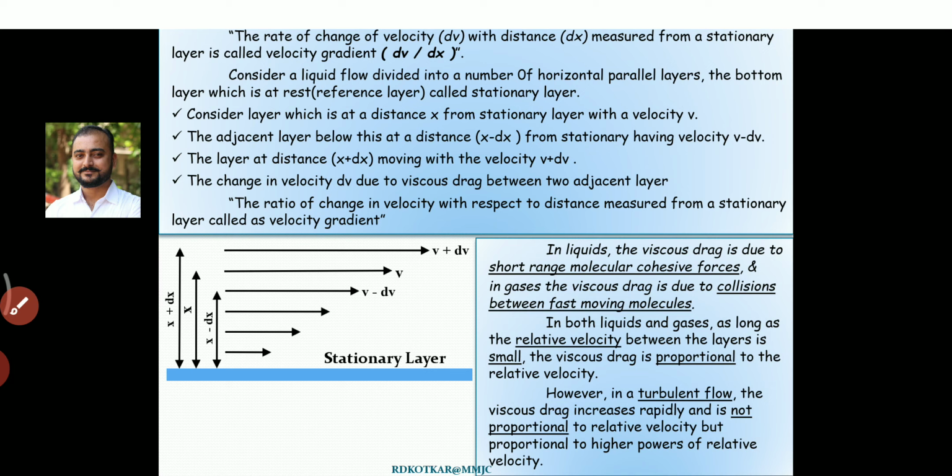So I hope you understood these things. It's very simple, and all these three points are important from the aspect of MCQs also. Otherwise, you should remember only the definition from this topic.